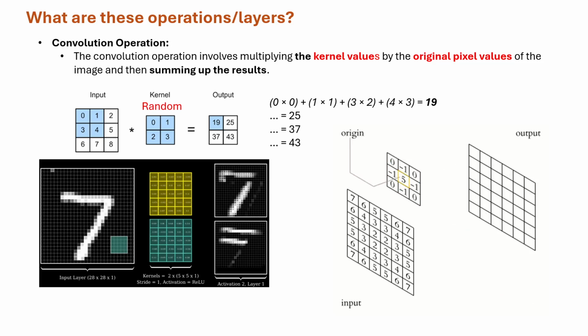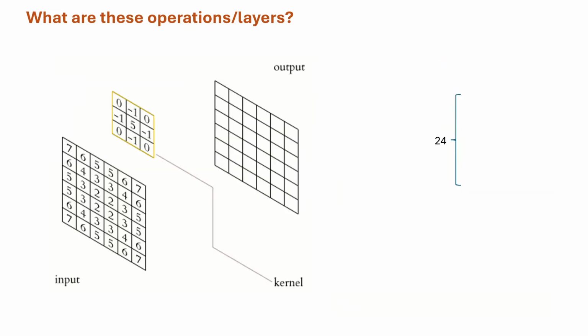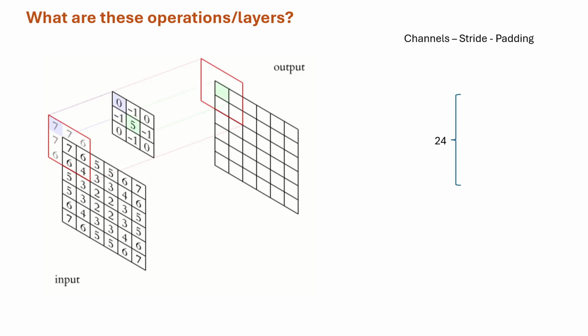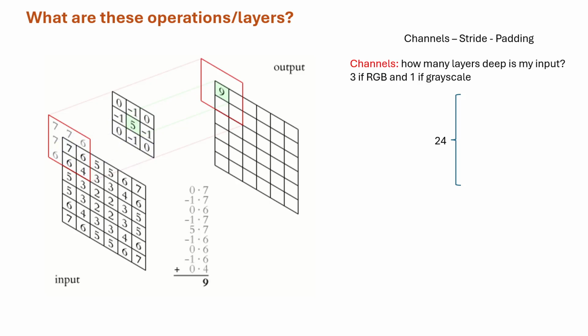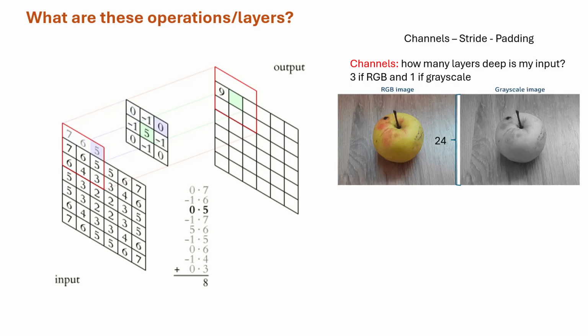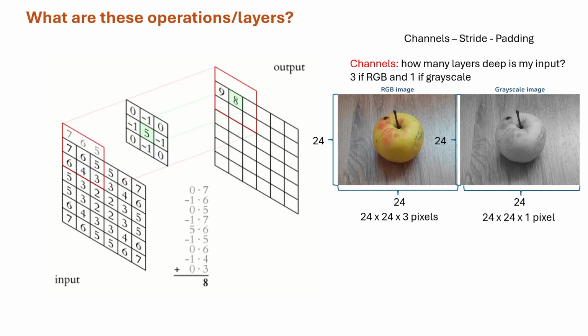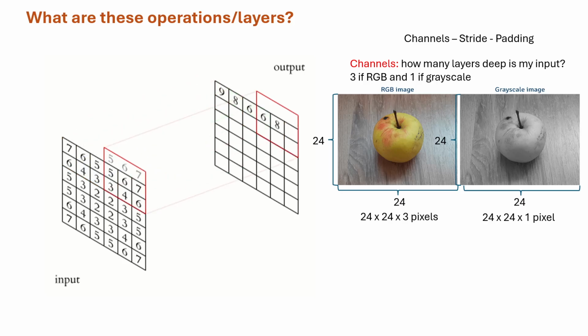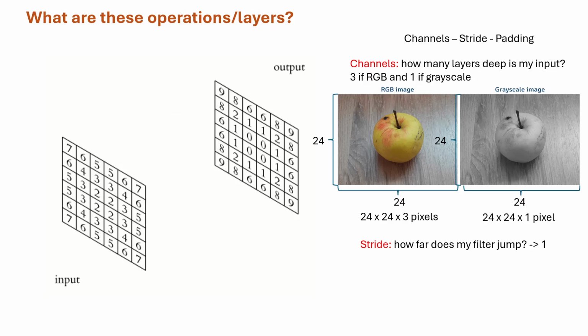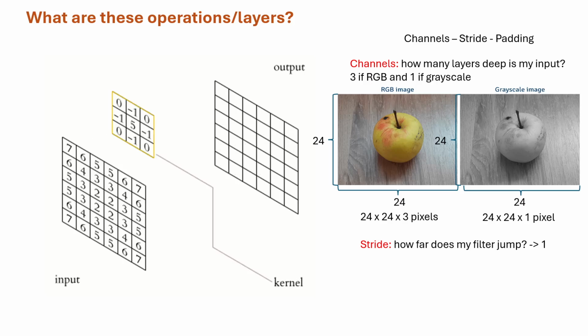It is important to note that there are 3 essential components inside convolutional layers: channels, stride, padding. A channel is basically the depth of the input. A 24 times 24 colored picture has a depth of 3, 1 for each color, as we said in the beginning, but a grayscale image has 1. The stride represents how far does my filter jump. From this GIF, we can see it is 1 at a time.